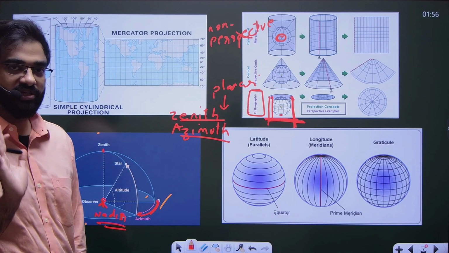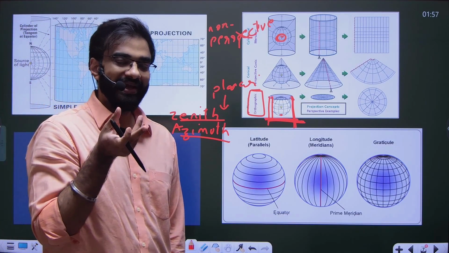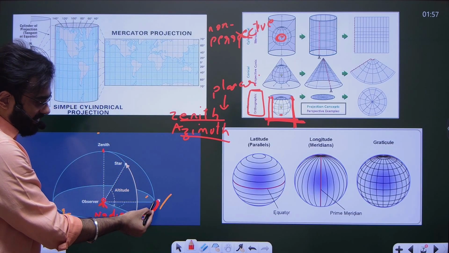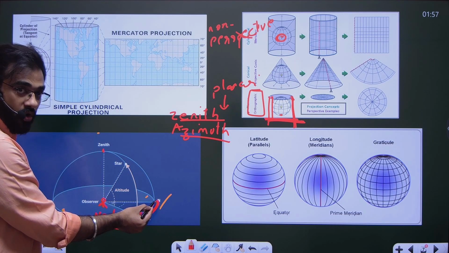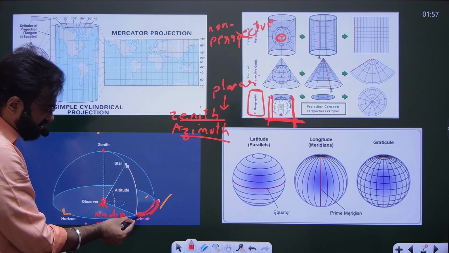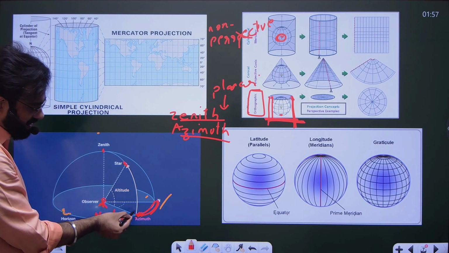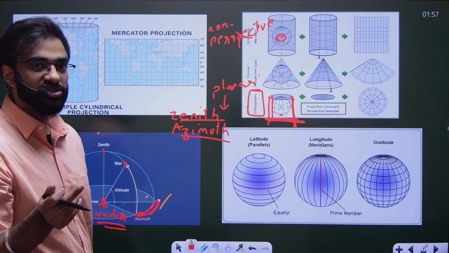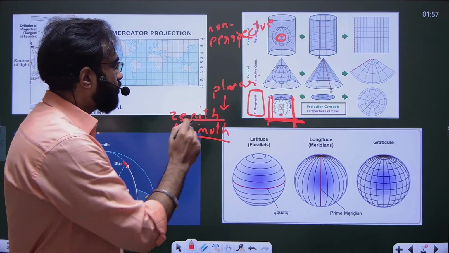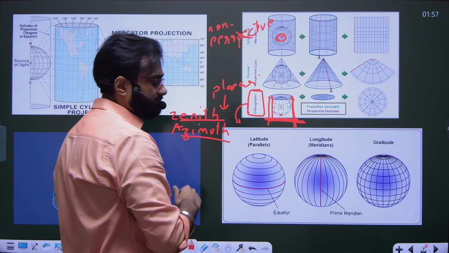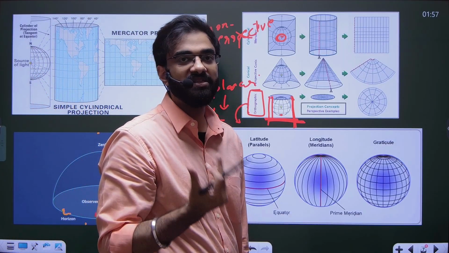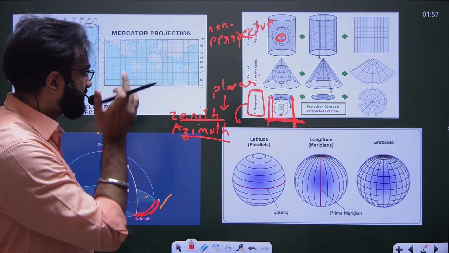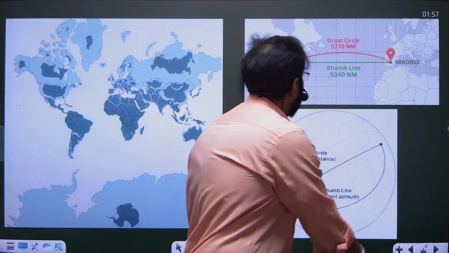This is azimuth. Azimuth is the direction measured in degrees, or the angular distance from a point, particularly the north, which defines the position of a celestial body. Just remember this. So basically, when I talk about direction, I'm talking about azimuth. Most of the zenithal projections have an azimuthal nature, that is, they preserve direction. So this is the basic concept.